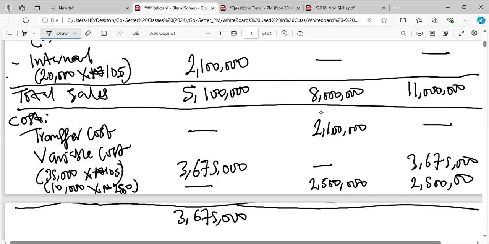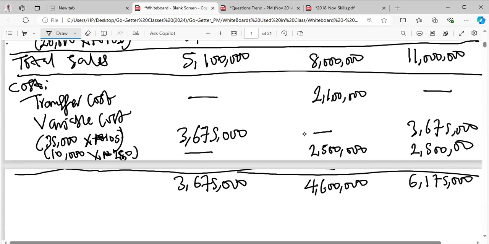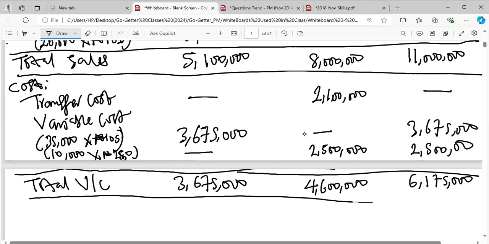this is going to give us 3,675,000. This is going to give us 4,600. This is going to give us 6,175. So this is total variable costs. So let's look for our contribution. Contribution is going to give us sales minus variable costs.